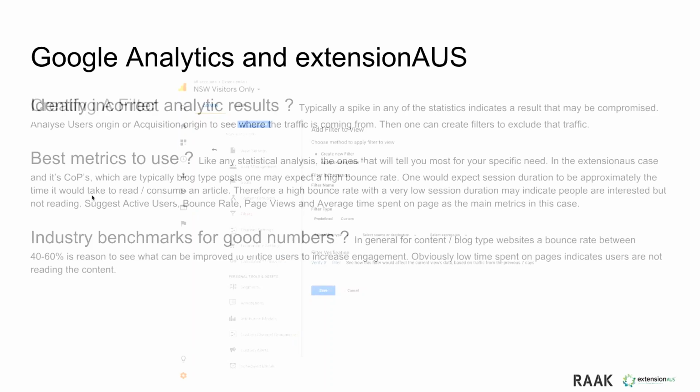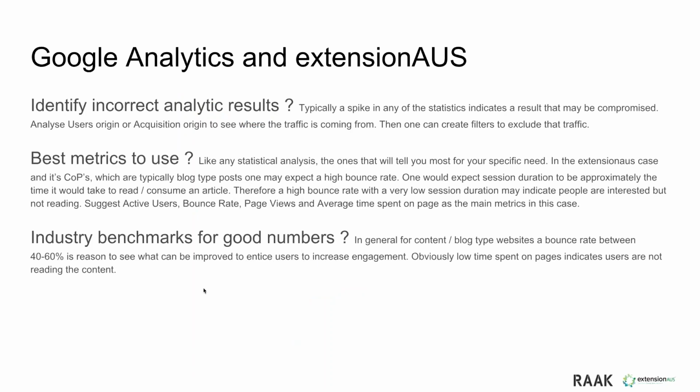And then you're back to what your normal analytics should look like. A little bit annoying when that happens, but it does happen. So these were the questions that popped up before the presentation. How can you identify incorrect analytic results? Well, typically it's a spike in any of the statistics. Generally, suddenly you have a lot of users or a lot of views or something crazy happening that's very much out of the ordinary. That would indicate there's a problem. And you'd have to really analyze the user's origin or the acquisition, where is it coming from, and then find a way to filter that traffic or that data out.